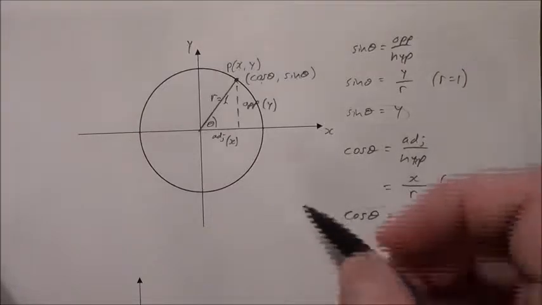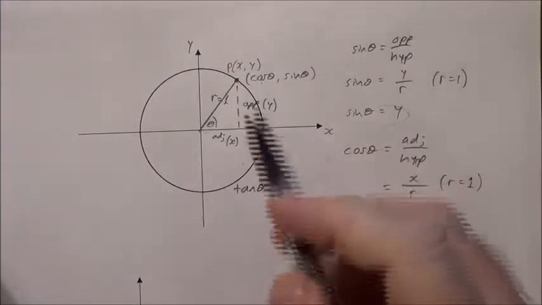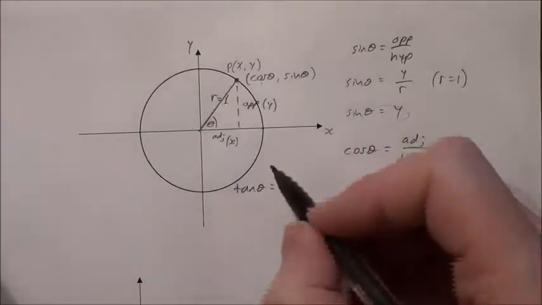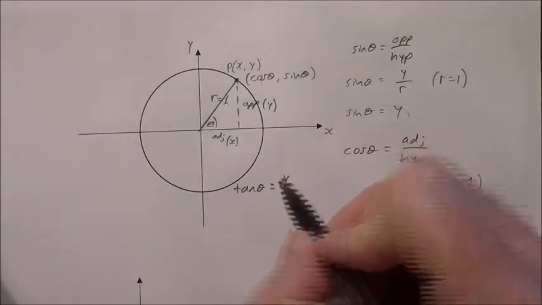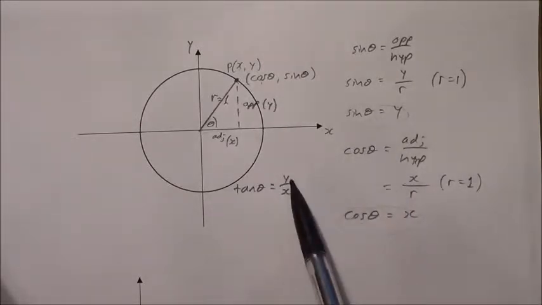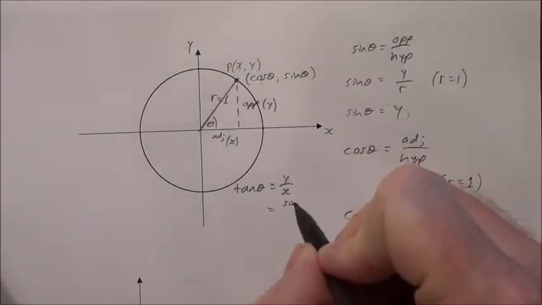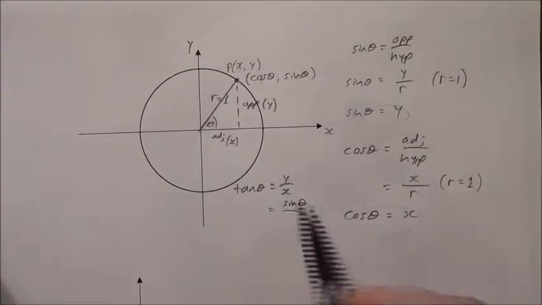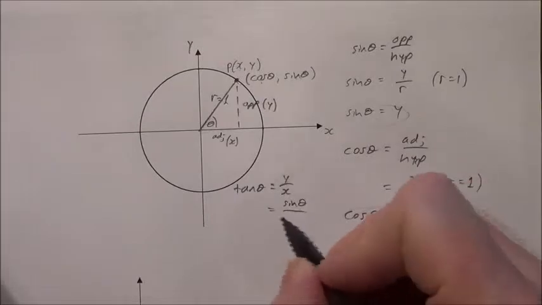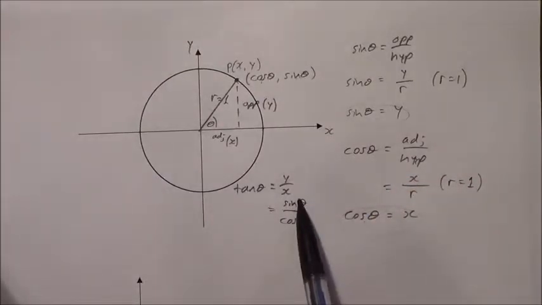Also, to note, if we take the tangent of theta, well, tangent of theta here is opposite over adjacent, and we know that sine theta is actually y, so I can substitute this y for sine theta, and the x is what we just found, cosine theta, so tangent theta actually equals sine theta over cosine theta.